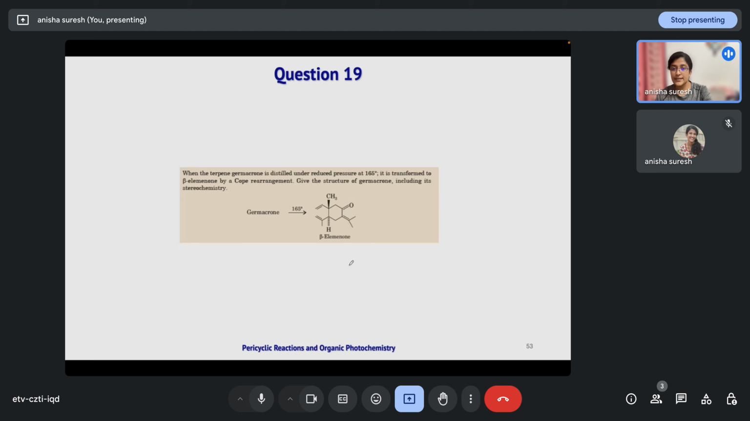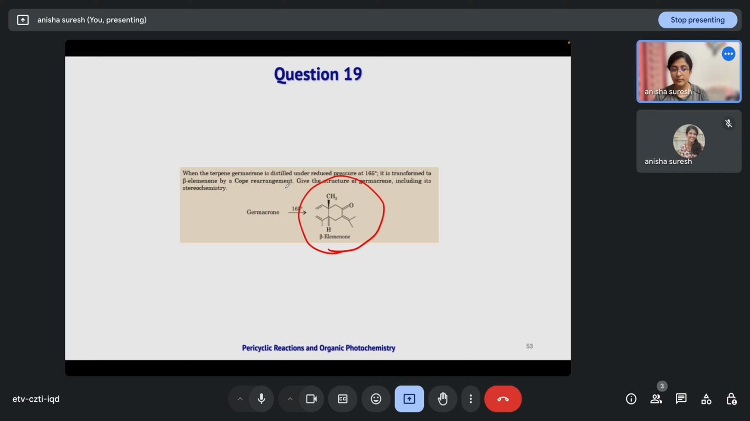Now coming to the next question. This is an interesting question. When the terpene germacrone is distilled under reduced pressure at 165 degrees Celsius, it is transformed to beta-elemenone by a Cope rearrangement. Give the structure of germacrone including its stereochemistry. So we have been given the product which is formed after the Cope rearrangement, and we are asked to find out the structure of germacrone.